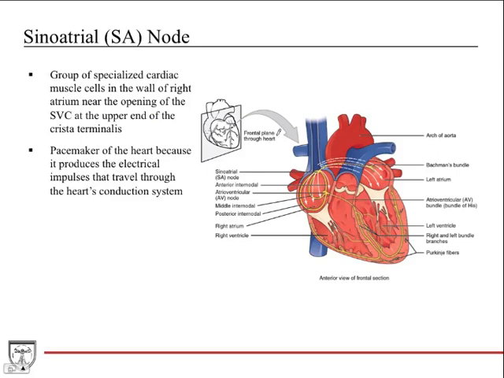So where it all begins is the SA node, or sinoatrial node, which you can see right here. It's this ball of specialized cardiac cells up here, and they're in the wall of the right atrium, near the opening of the SVC at the upper end of the crista terminalis, which is a smooth structure that runs in this area here. And be aware of where this is, especially if you're doing a cadaver-based course.